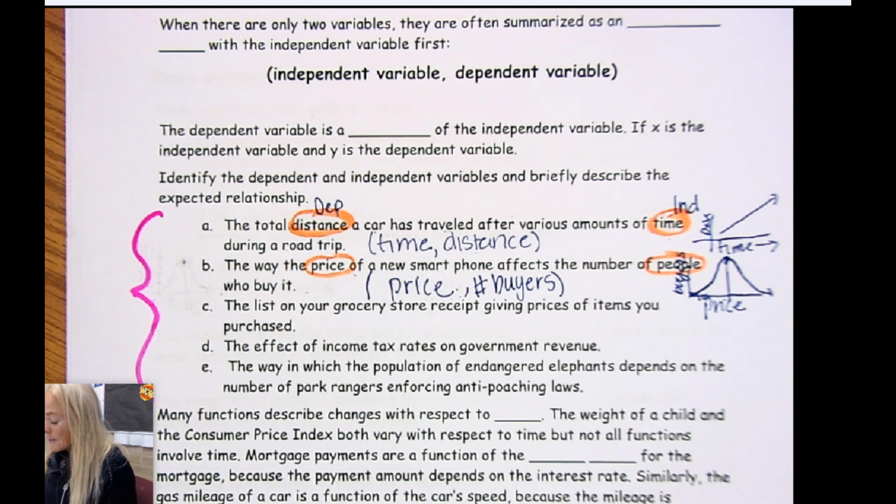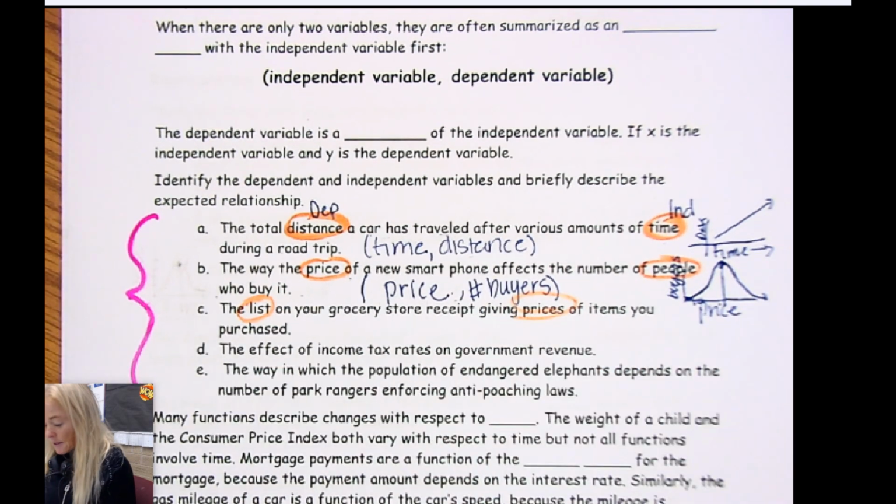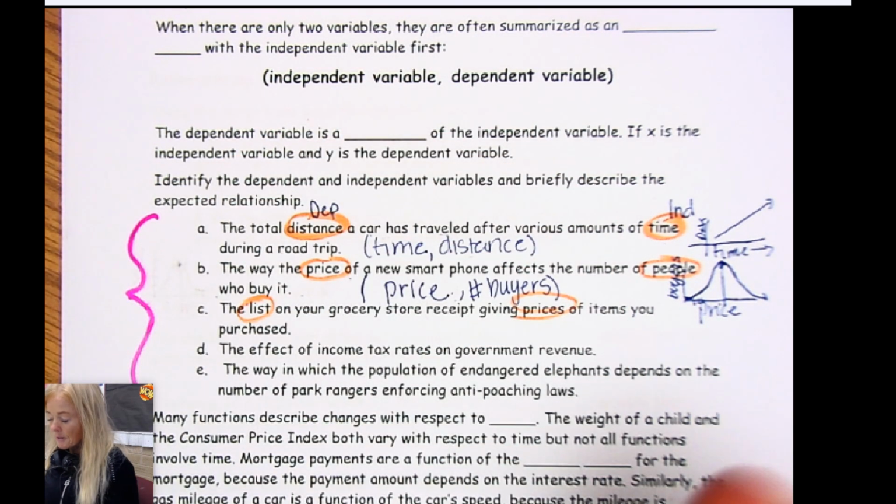All right, C, the list on your grocery store receipt giving prices of items you purchased. So we have the list and prices. Now, I know what they meant here, and that's the problem. It's really hard to determine, well, what did they mean by that? What they mean is your total bill at the end is going to be dependent on how many items are in your list, right? If you buy 2 items, your price is generally not going to be as much as if you buy 25 items.